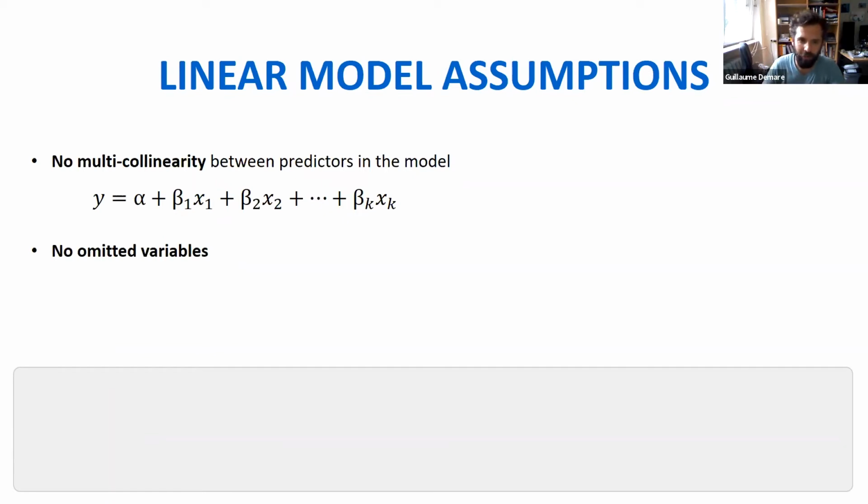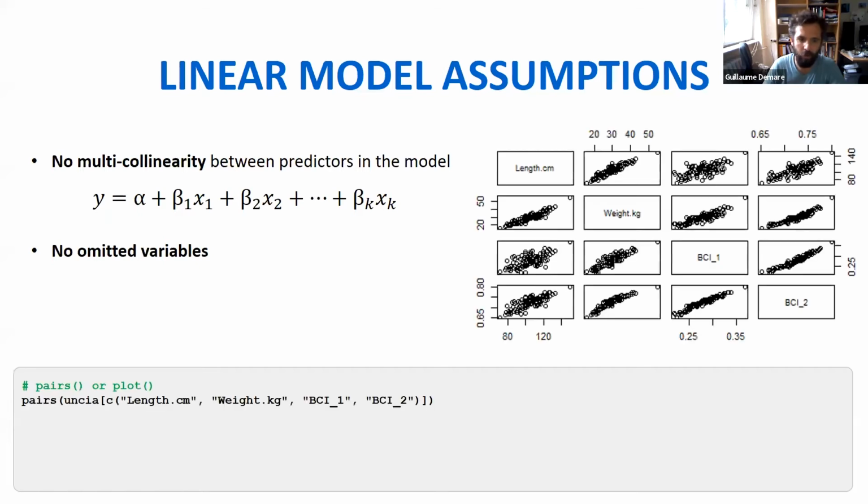One way to check it is simply with a pairs plot. You can type pairs and your data set and the variables in your data set that are continuous, because you want to look at collinearity between continuous variables. And you can see whether they are correlated or not. You can get the same plot with not pairs, but plot. It will do exactly the same thing.